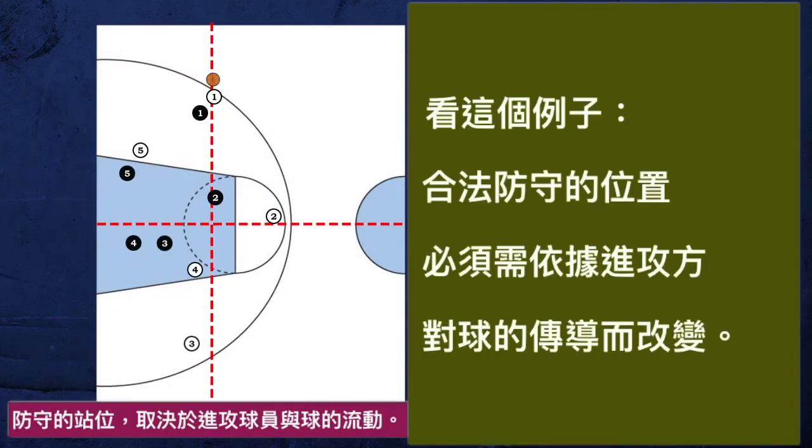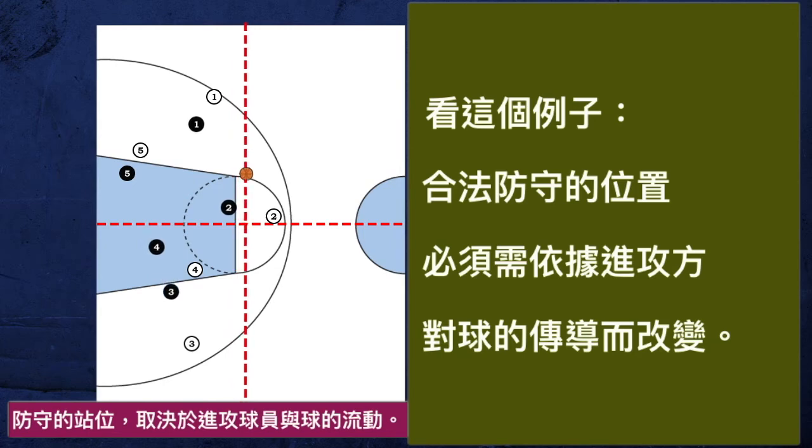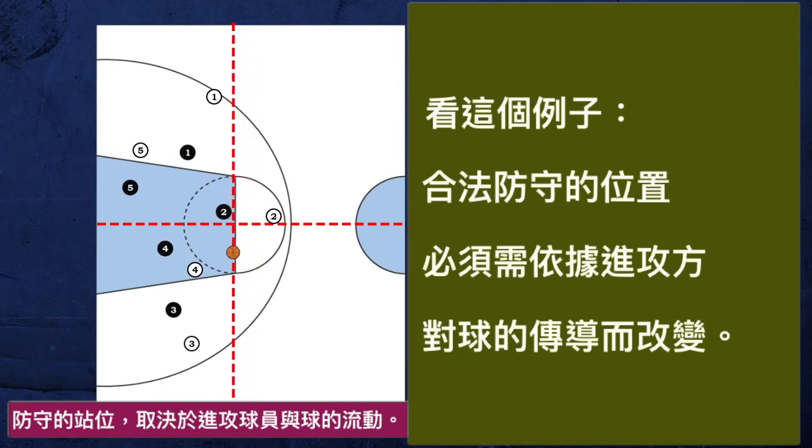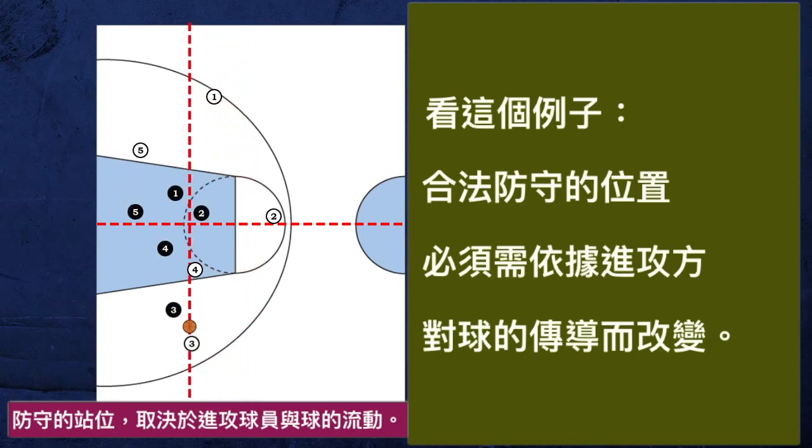In this example, notice how the defense's positioning must change to maintain a legal position as the ball is passed around the perimeter by the offense.